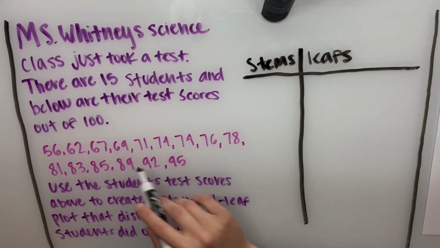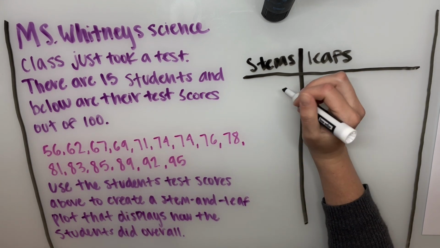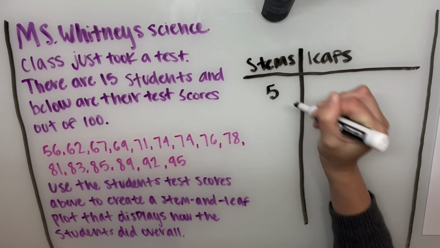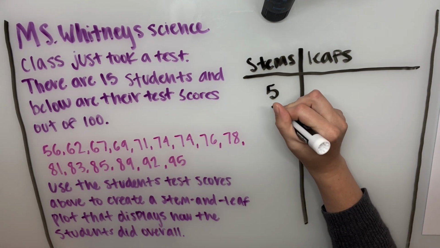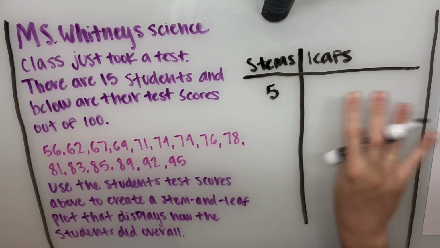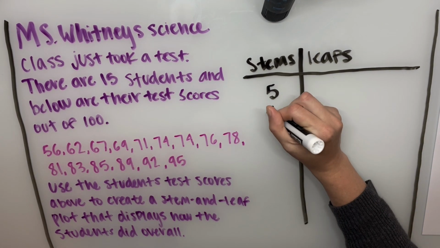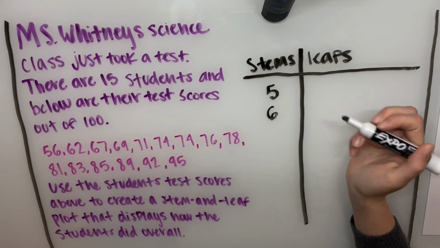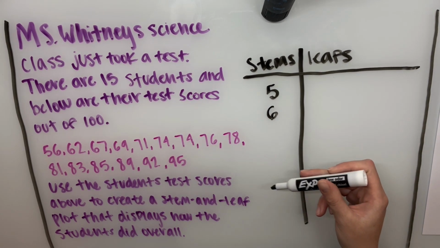So the first number over here is 56. So we split that into two and we write the 5 here, okay? The next number we have is 6. So for right now, I'm gonna leave the leaves alone. We're just gonna work on the stems for now. So the next number we have is 6, write that. We have another 6, so we're just gonna keep going until we run out of 6s.